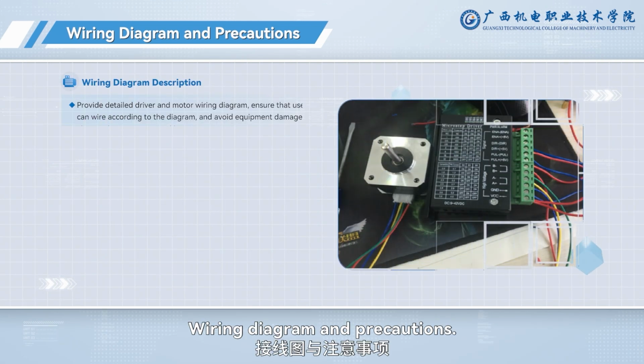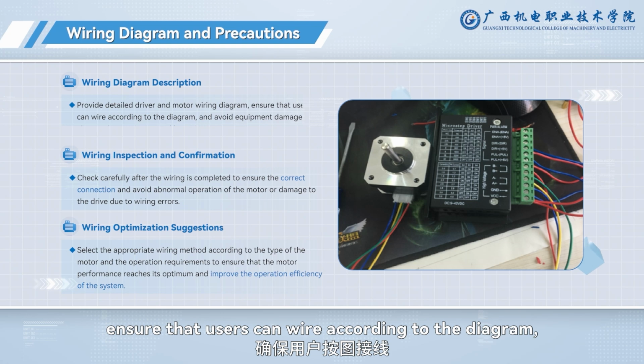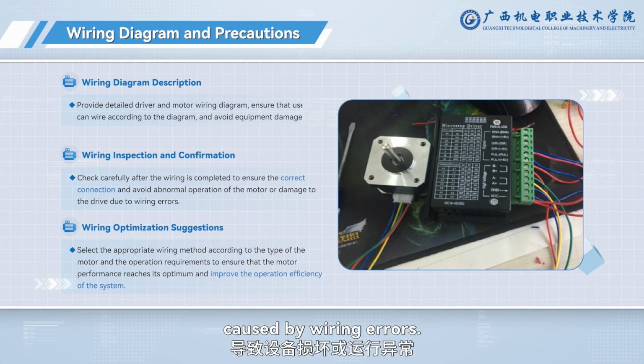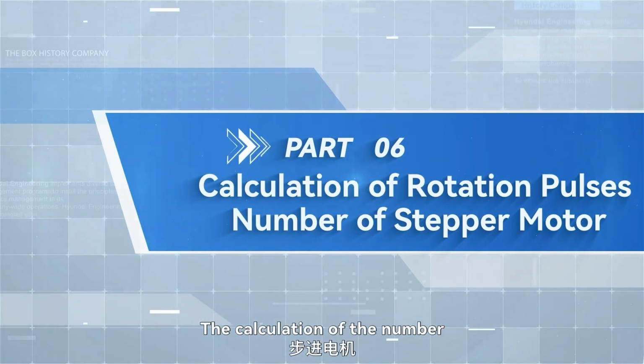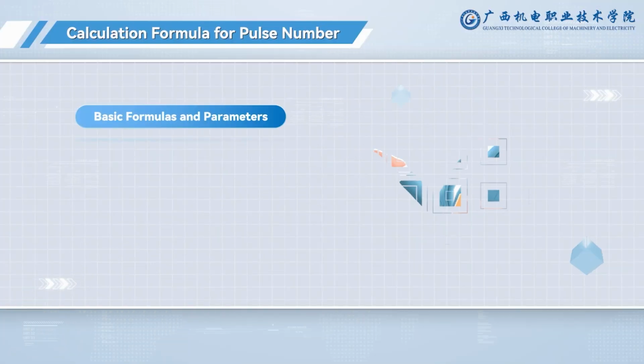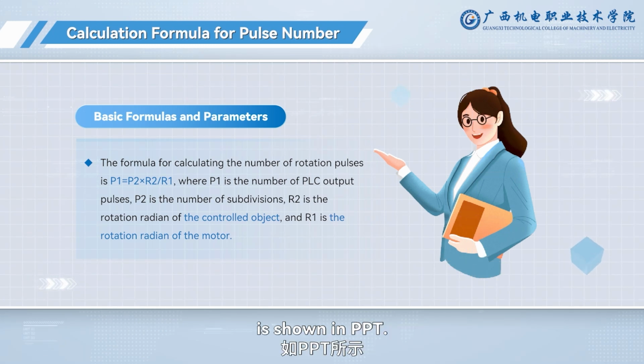Wiring diagram and precautions. Provide detailed driver and motor wiring diagram. Ensure that users can wire according to the diagram, and avoid equipment damage or abnormal operation caused by wiring errors. The calculation of the number of rotation pulses of the stepper motor. The formula for calculating the number of pulses is shown in the PPT.